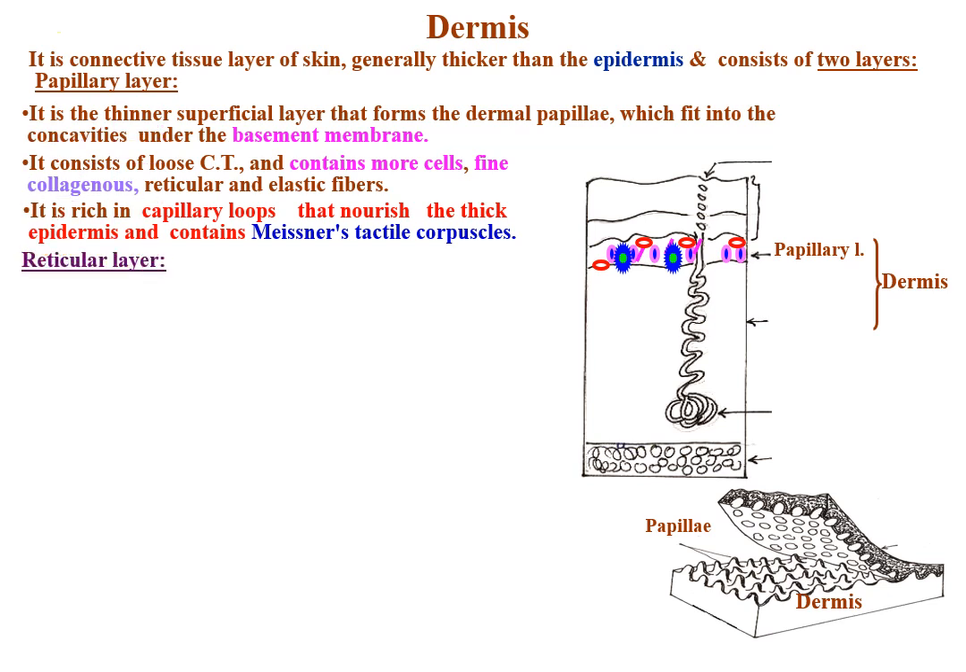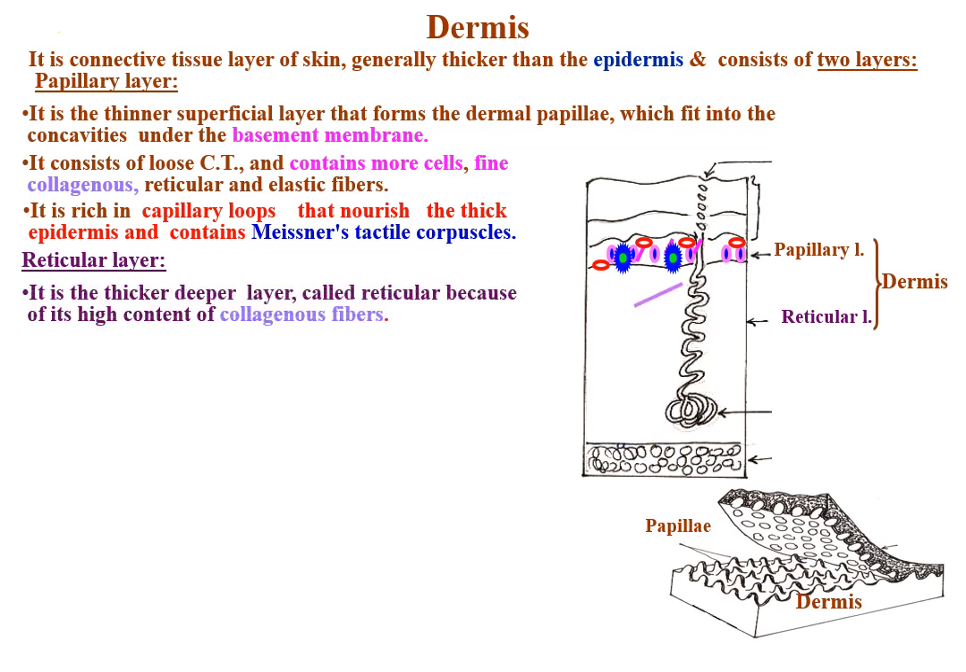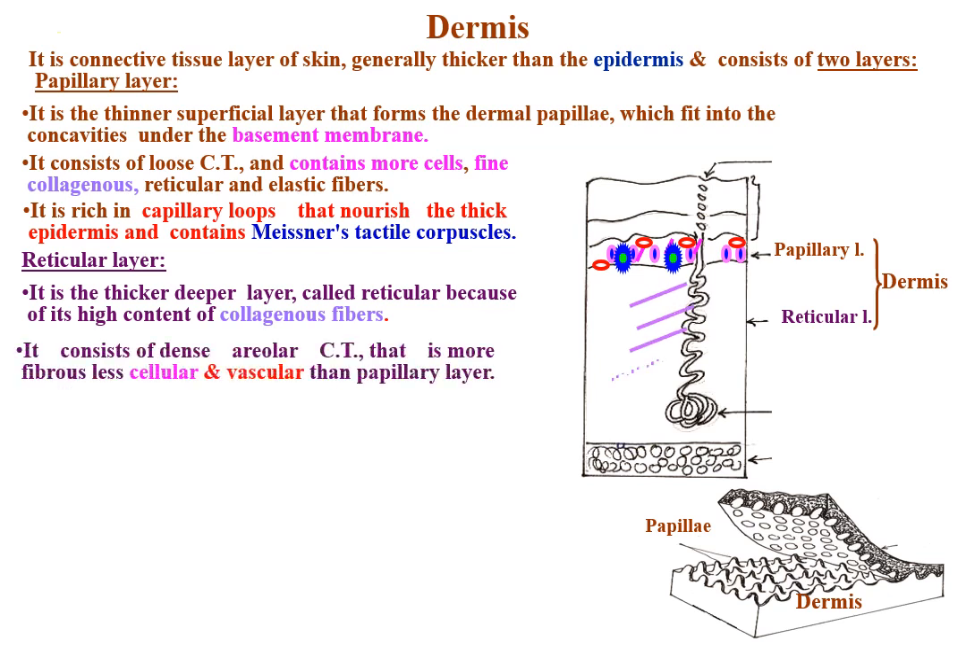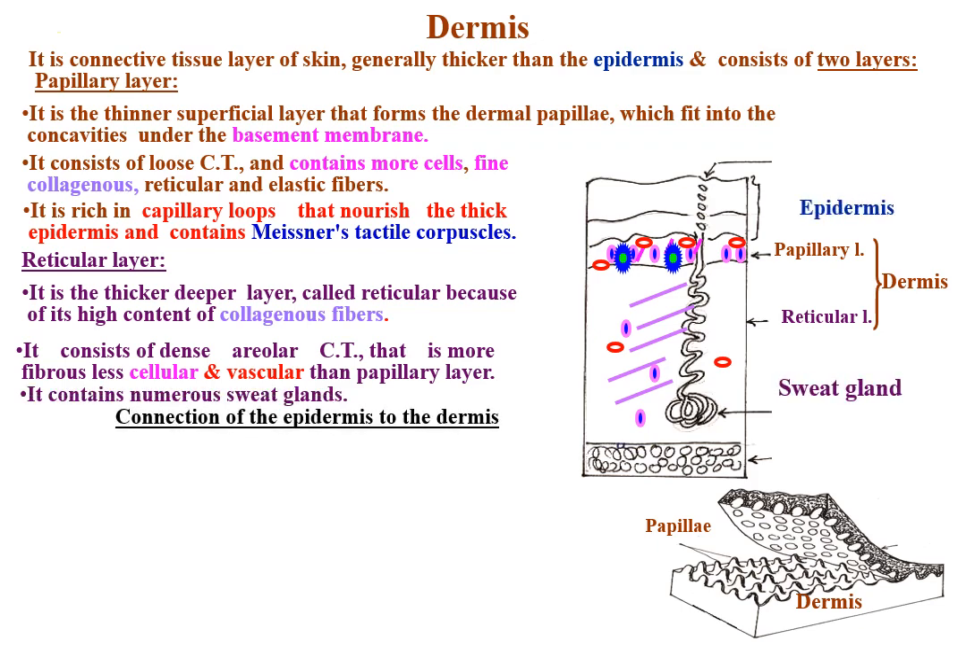The reticular layer is the thicker, deeper layer, called reticular because of its high content of collagenous fibers. It consists of dense irregular connective tissue that is more fibrous, less cellular and vascular than the papillary layer. It contains numerous sweat glands.